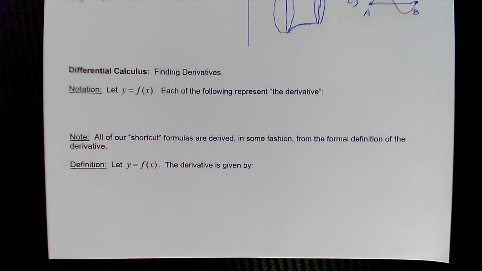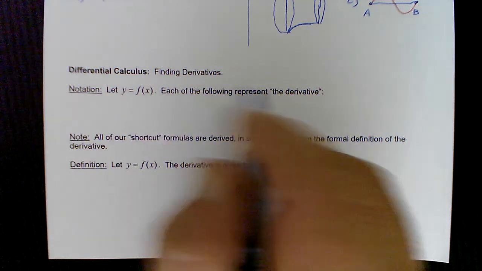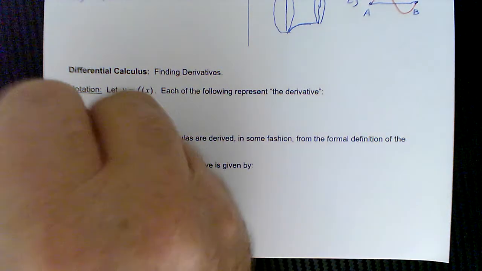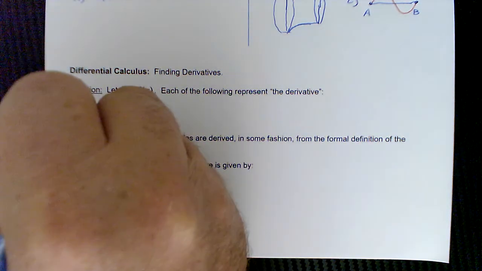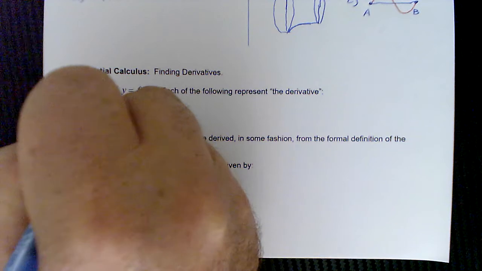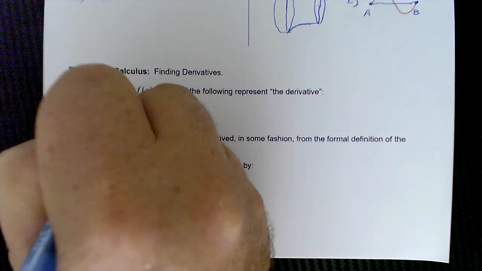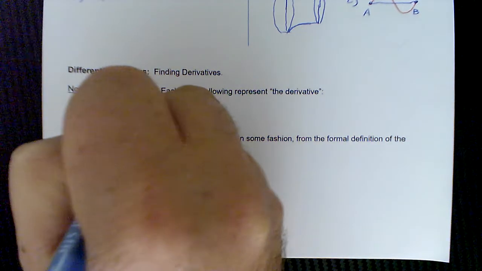In terms of finding derivatives, that's the mechanics of differential calculus. There's a notation that we have to get used to, and if y is f of x, we could think of each of the following as representing the derivative. An easy way out is just to use the prime notation, as we know. So y prime, f prime of x.